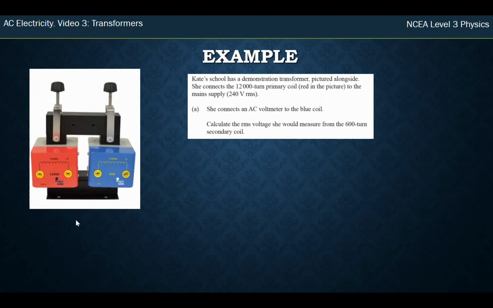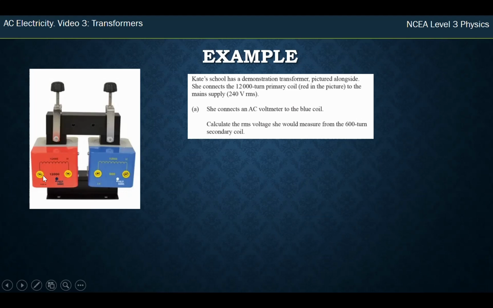So here's an example from an exam. I think this is from 2023, and this is just a little demonstration transformer. On one side, there's 12,000 turns. It's a coil with 12,000 loops. On the other side, it looks like it's 600. So she connects an AC voltmeter; calculate the RMS voltage she'd measure from the 600 turn.